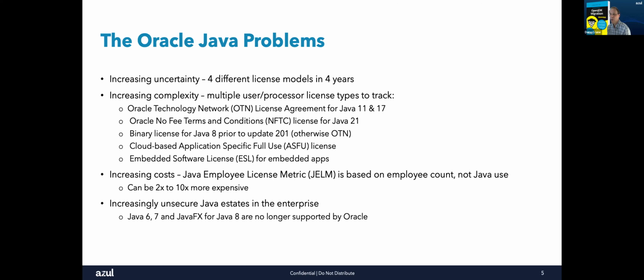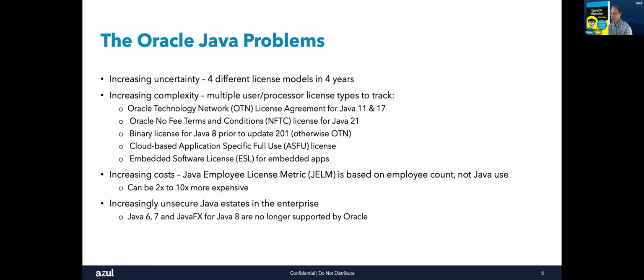But one of the most concerning things is the most recent version of the license metric, the Java employee license metric that Oracle rolled out in January of 2023. That's because it's a brand new way of evaluating Java. It takes into consideration your employee headcount rather than your Java deployments. And that can be extremely expensive depending on how many employees you have in your organization and how Oracle defines what an employee is. I'll talk about that a little more on the next slide as well.